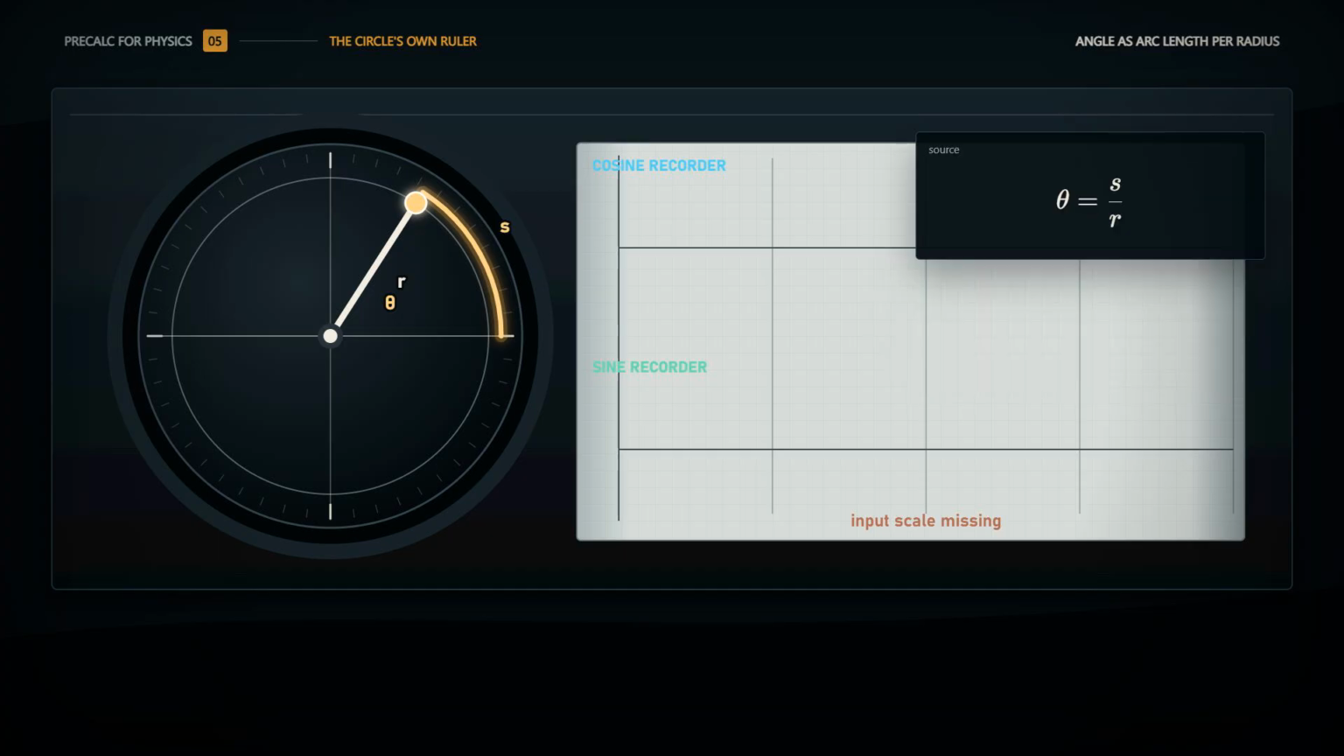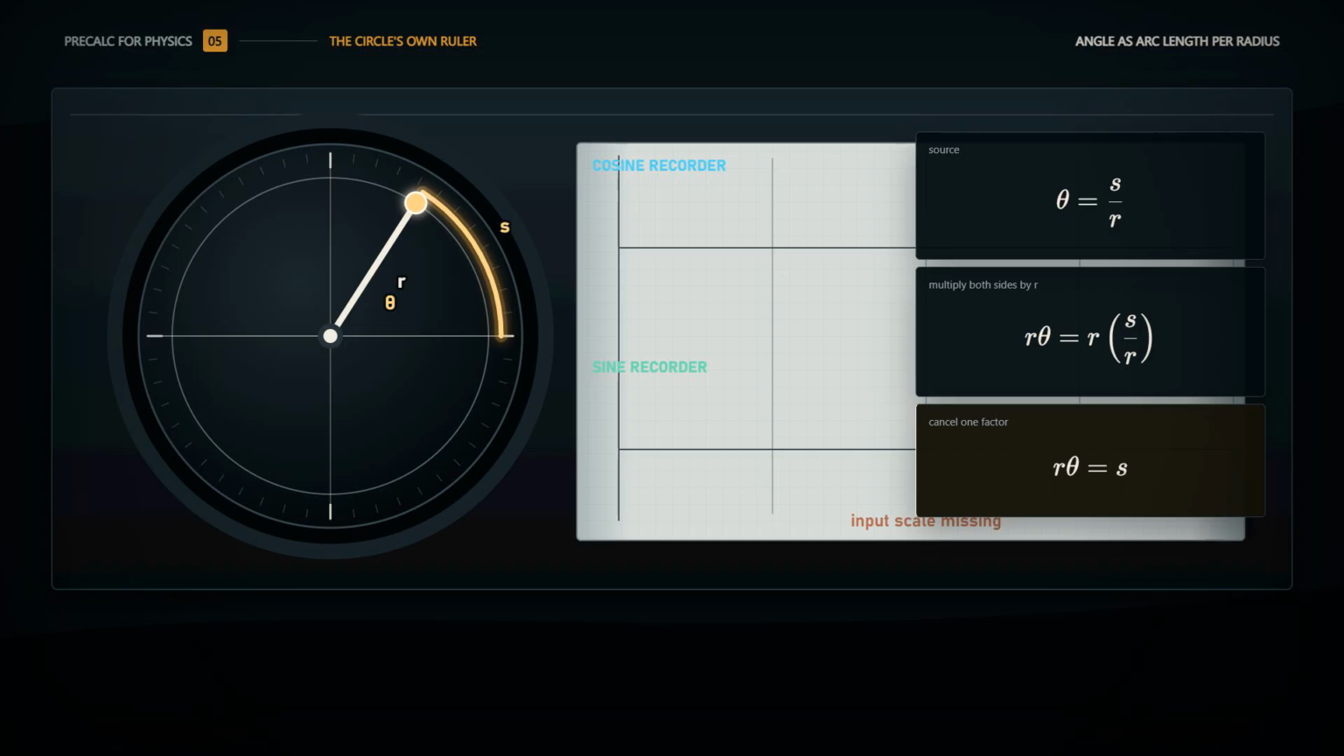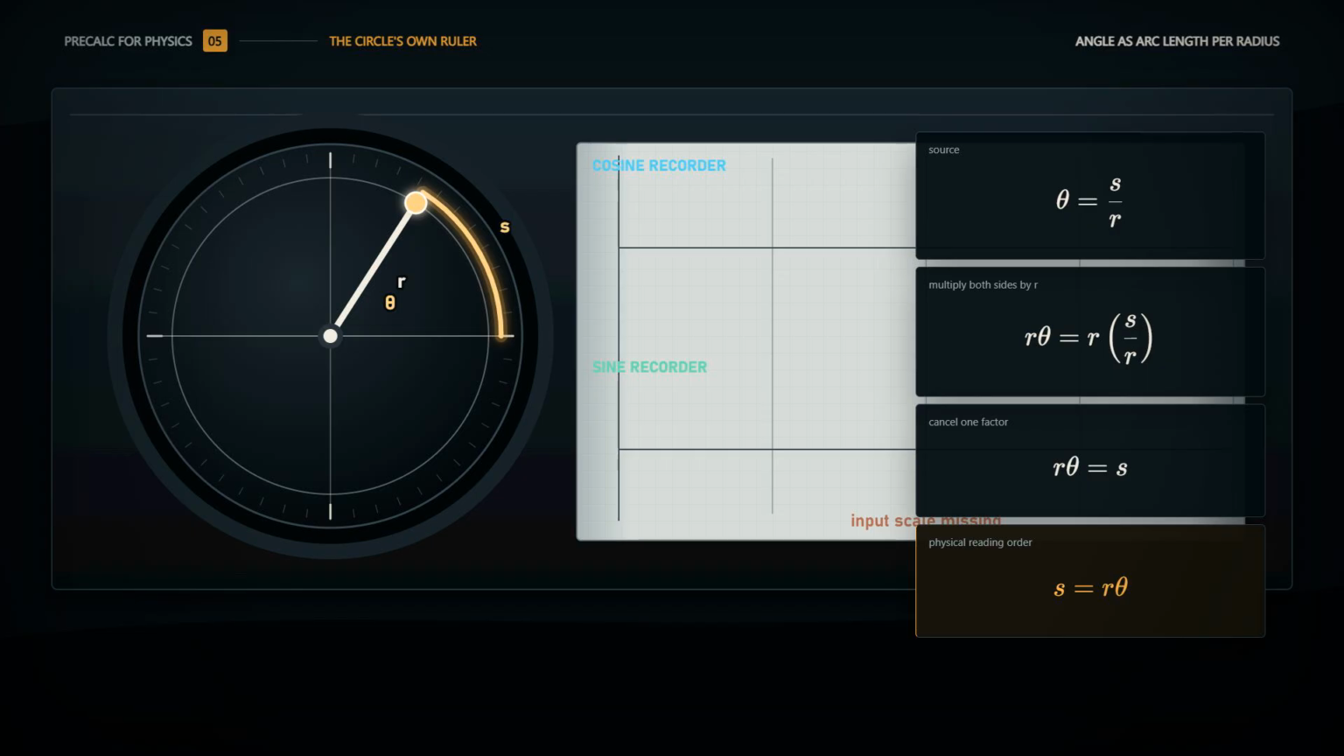Keep theta equals S over R on screen. Multiply both sides by R, one operation. The R factors cancel on the right, leaving R theta equals S. Write the same result in physical reading order. S equals R theta.